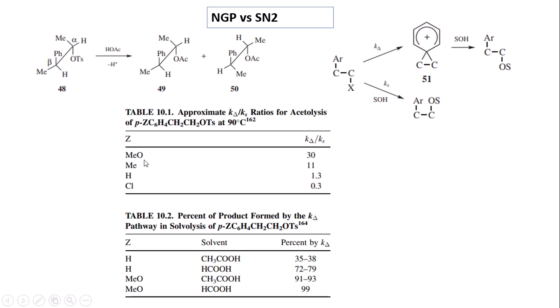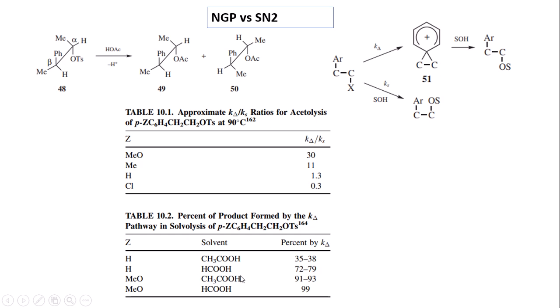If we see the different substituents in the aromatic rings, in the presence of strongly electron donating groups, the NGP reaction is faster compared to the SN2 reaction. In the presence of a methyl group, similarly, the NGP reaction is faster than the SN2 reaction. But in the case of chlorine, the SN2 reaction is faster compared to the NGP reaction. That is, the inversion product will be formed rather than the retention product.